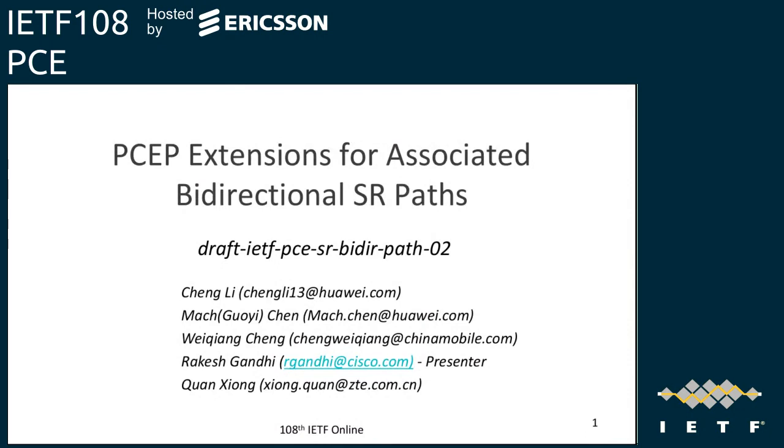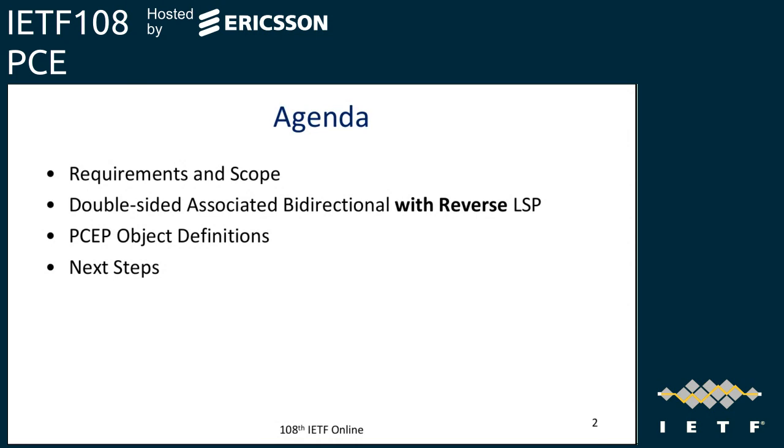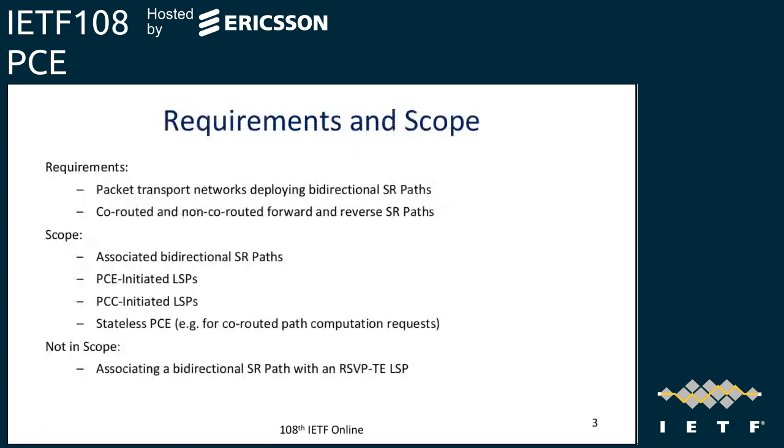Hi, everyone. This is Rakesh Gandhi from Cisco Systems, presenting the draft on the bidirectional SR paths on behalf of the authors listed. Next slide, please. So an agenda is requirement and scope that will look at the new association type for the bidirectional SR path, the PCEP object definitions. So as Drew mentioned, this draft was adopted as a working group document after the last IETF. We received some pretty good comments from Andrew and Adrian, and there was good discussions on the mailing list, and the draft has been updated, and we're presenting the updates for this draft. So next slide, please.